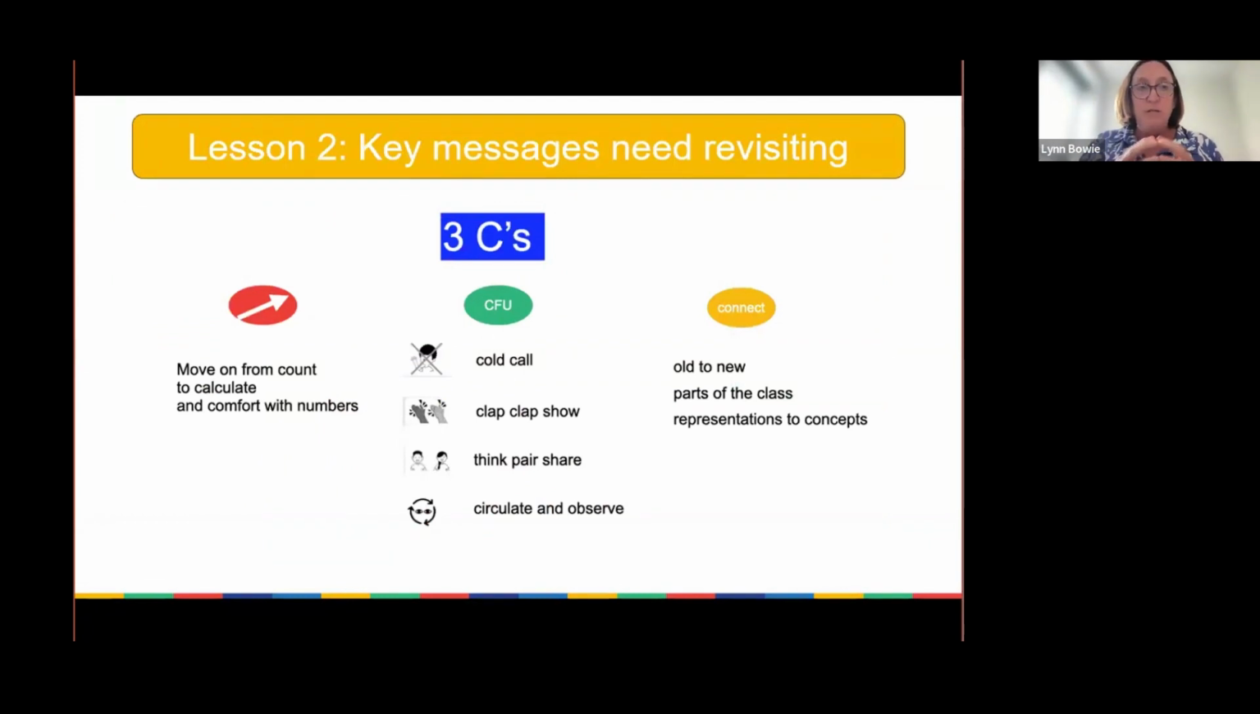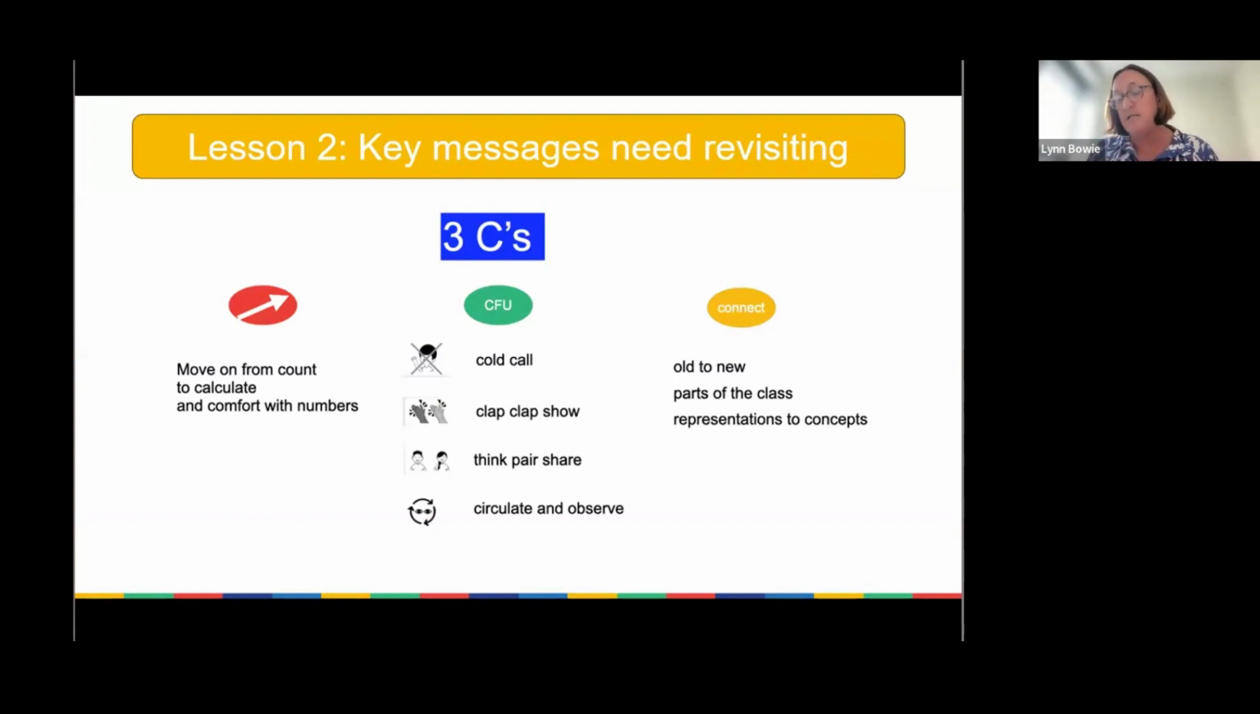The next thing that we learned, and I think we'd had some sense of this beforehand, is that key messages do need revisiting. This comes from Sims and Fletcher Wood, whose work on CPD talks a lot about this in terms of the cognitive load that we put onto teachers while doing professional development. And so we tried to reduce our messages to what we call the 3 C's. The first is that we want to move our learners on from counting to calculating and comfort with numbers. We want to regularly be checking that they're understanding us, and that we're looking for connections, and in particular connections between representations and concepts.